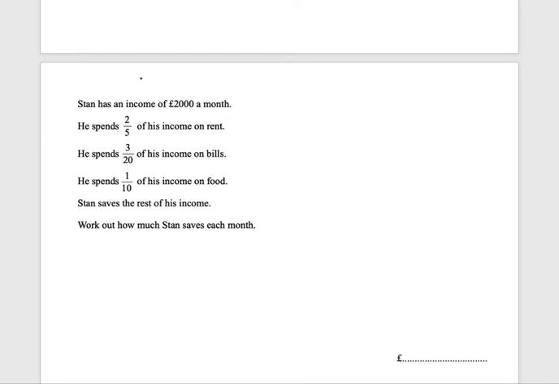So how much does he spend on rent? Well, he's going to spend 2/5 of 2,000 on his rent. Okay, 2/5 of 2,000. 2,000 divided by 5 is going to give you an answer of 400. So you're going to have an answer of 400 multiplied by 2, 800. So he spends £800 on rent.